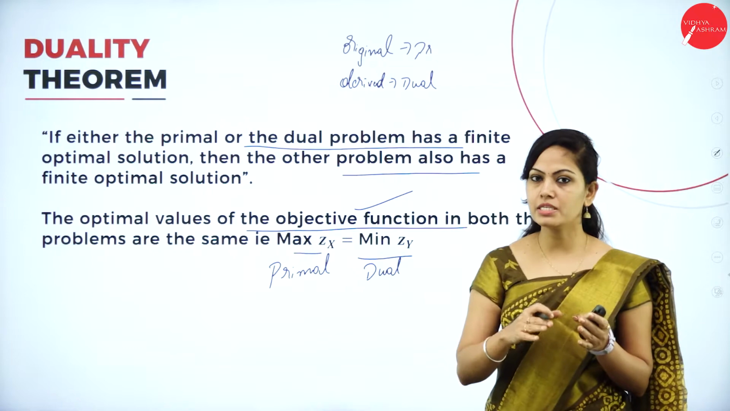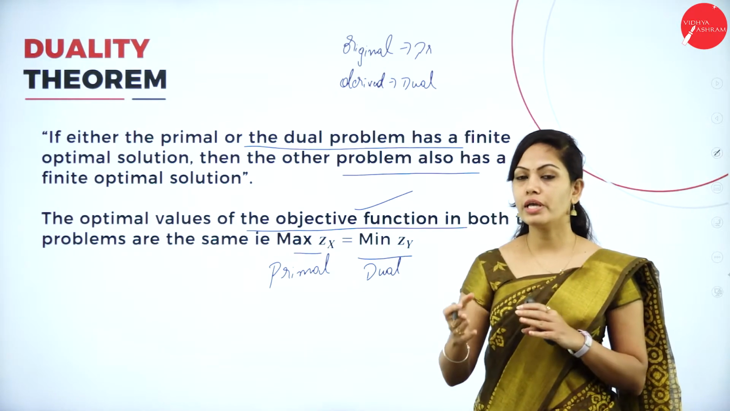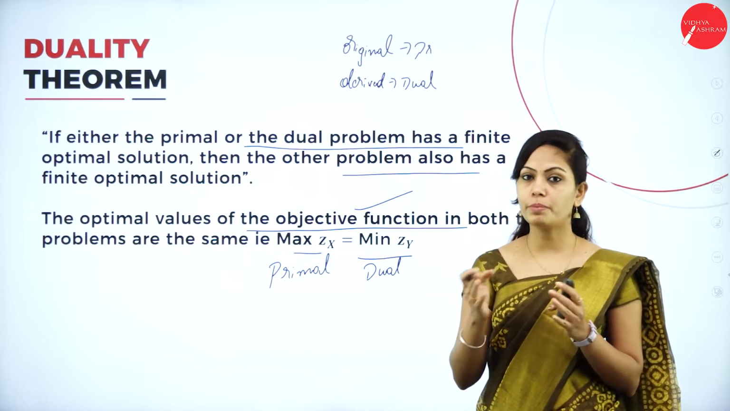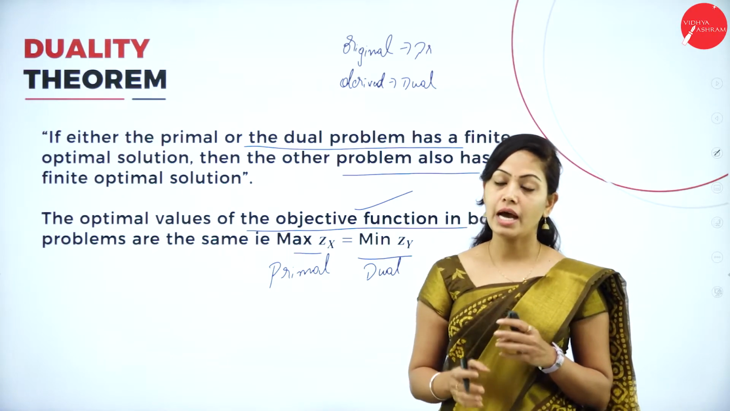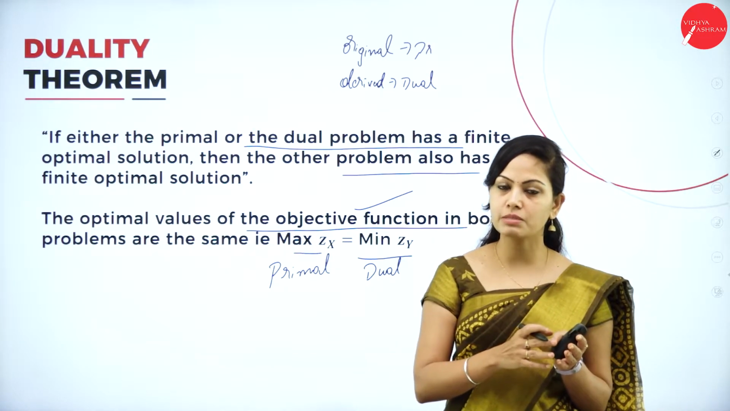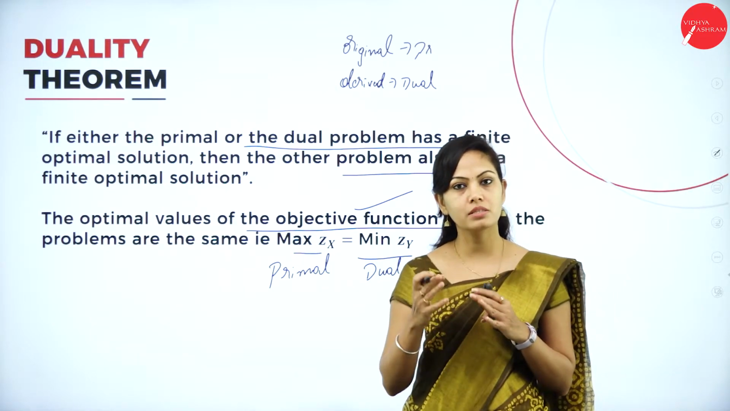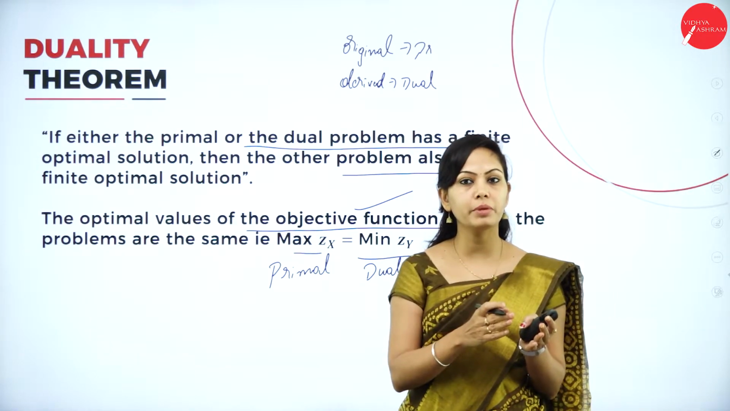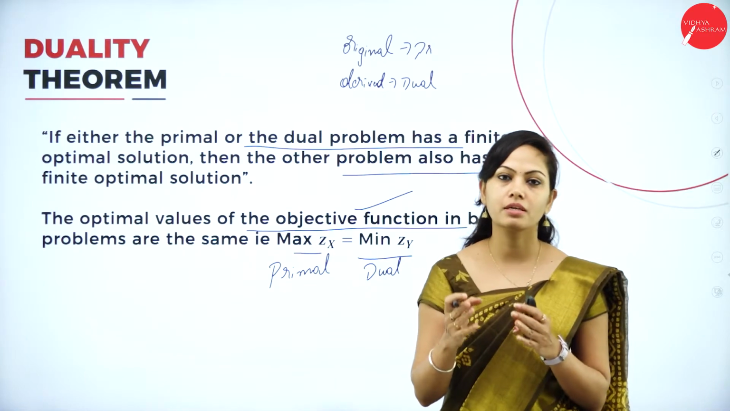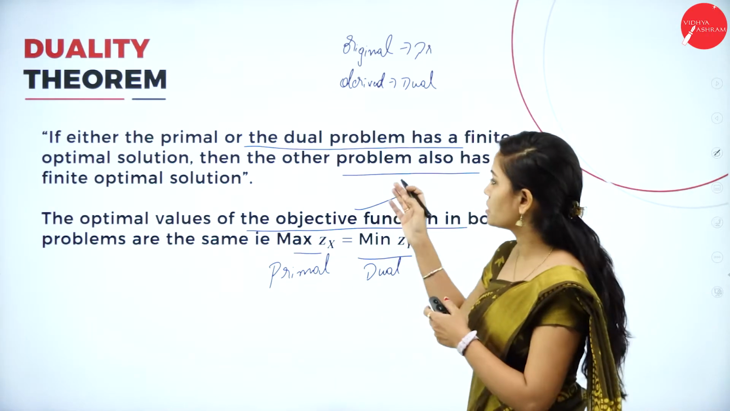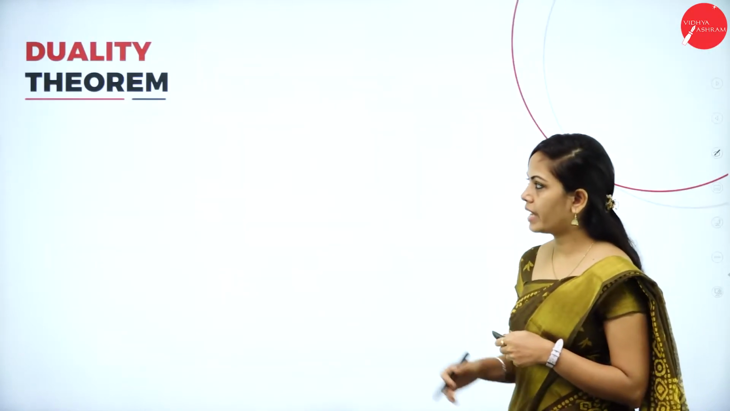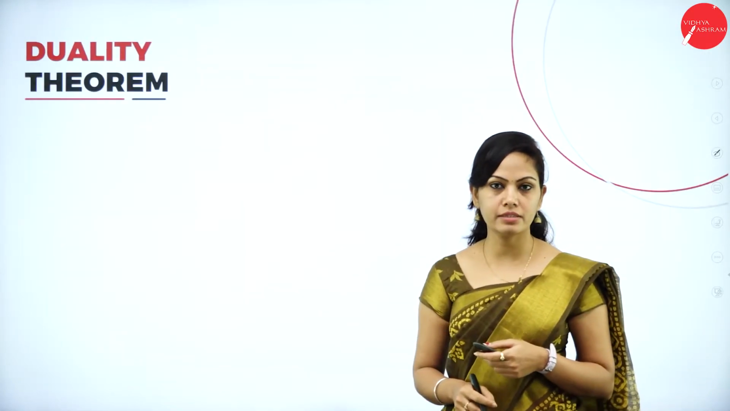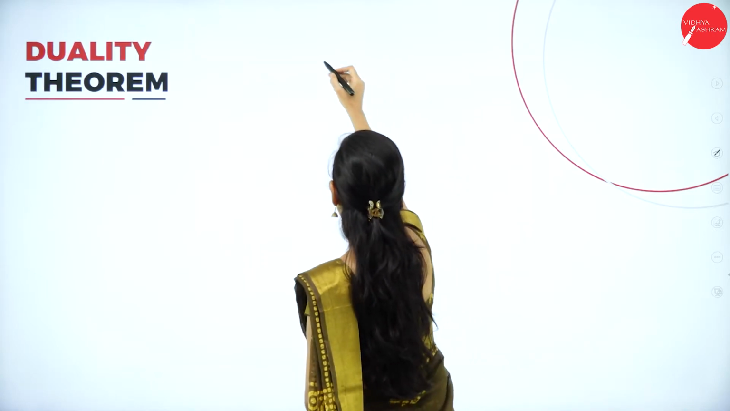If your primal is maximization, the dual of this is minimization. If your primal is minimization, the dual of this is maximization. And if the primal variable is x, the dual variable is y. If your primal is y, the dual variable is x. That's it. So this is about your duality theorem. So I will explain this duality theorem with an example. First I will write the formula.